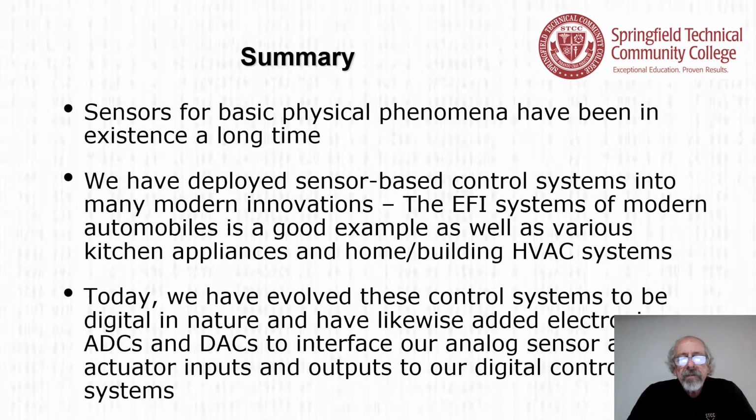So a summary of all this: sensors for basic physical phenomena have been in existence a long time. We have deployed sensor-based control systems into many modern innovations. The electronic fuel injection system of modern automobiles is a good example, as well as various kitchen appliances and home/building HVAC systems. Today we have evolved these control systems to be digital in nature, and have likewise added electronic ADCs and DACs to interface our analog sensor and actuator inputs and outputs to our digital control systems.